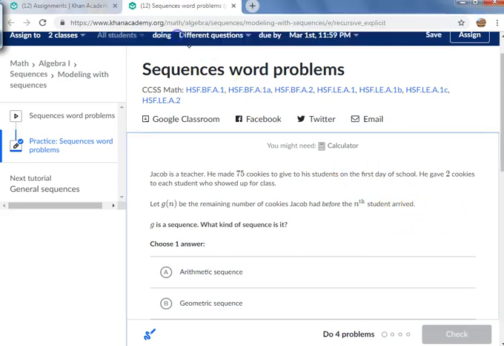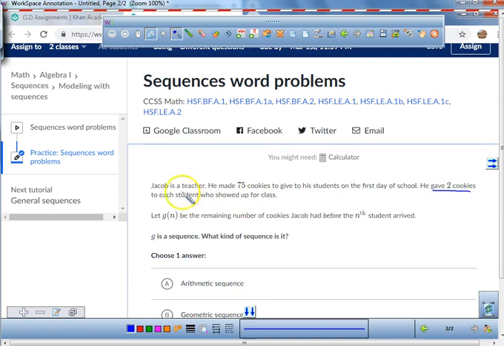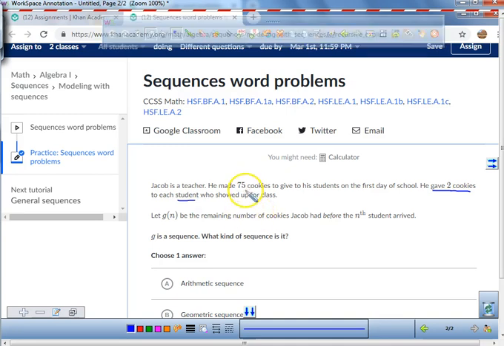Okay? So right now, what's happening? He's giving 2 cookies to every single student. So he's giving 2 cookies per student. So obviously his cookie supply is going down. So this right here would be an arithmetic sequence. It's going down by 2. So we're going to write a_n equals, and this right here is what he started with. He started with 75 cookies, 75. And then I'm going to put minus 2 times (n minus 1).